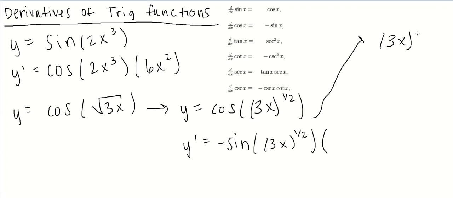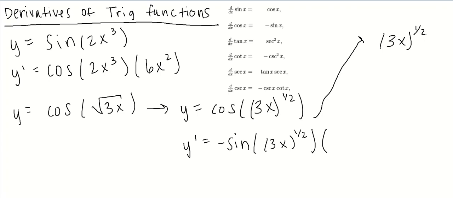3x to the 1/2 is our inside function, and we want to take the derivative of that. What you might notice is that we're actually going to be using chain rule twice here, because the inside function, 3x to the 1/2, this is like another composite function. You can identify this 1/2 as our outside function and this 3x as our inside function. So this is chain rule within chain rule, which will happen. You could have like 10 different layers of chain rule.